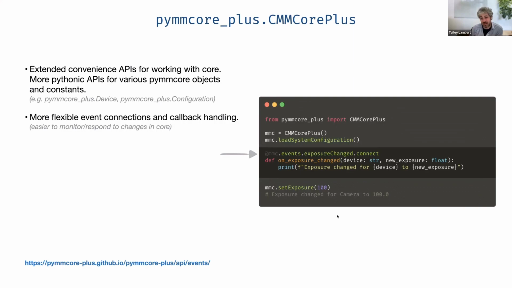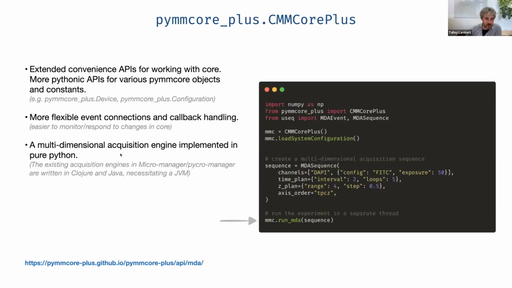PyMMCore itself does have a callback system, but it makes it very hard to connect multiple callbacks to certain events. And it's very easy to obliterate all your connections when you try to connect a new one. So this essentially makes one connection to the root callback system and then adds a layer of convenience that is much more like what you are likely to see in the Napari community or just any kind of Qt or Python-based event run loop. So that's that.